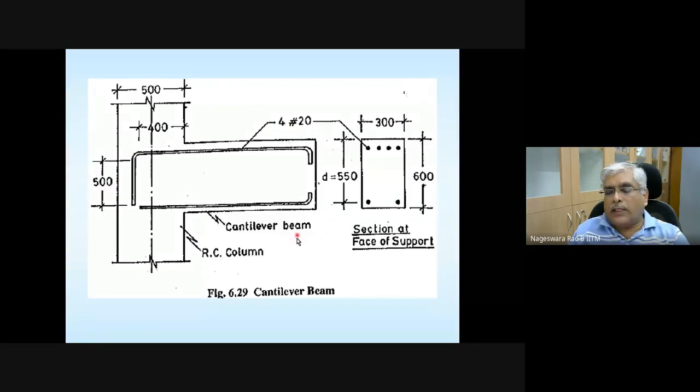Please take note of this. When you are designing, you are going to encounter this kind of situation. This is more like a practical problem. The width of the column is 500 mm. And the section details of this cantilever beam are shown here. And the reinforcing steel that is provided on the top as well as on the bottom is shown here.